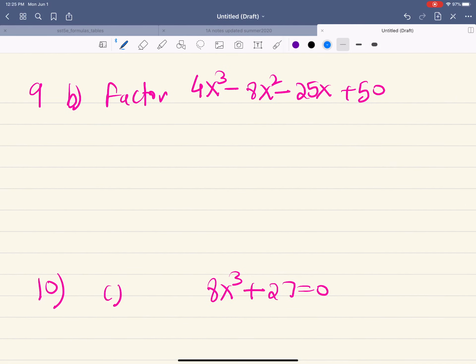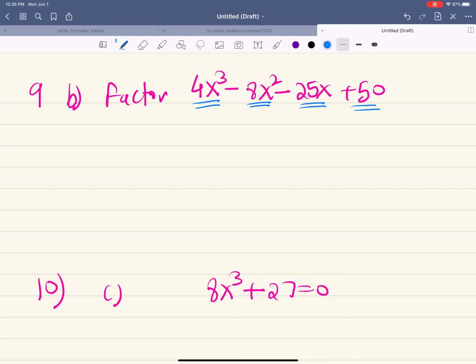Number 9, part B, we are supposed to factor this equation. Well, there's 4 terms. For factoring, whenever you have 4 terms, we do try grouping. In this case, grouping is not going to work because if I pull out a 4x squared from the first 2 terms, my inside parentheses would not be the same if I pull out 25 from the last 2 terms. So grouping is not going to work here.